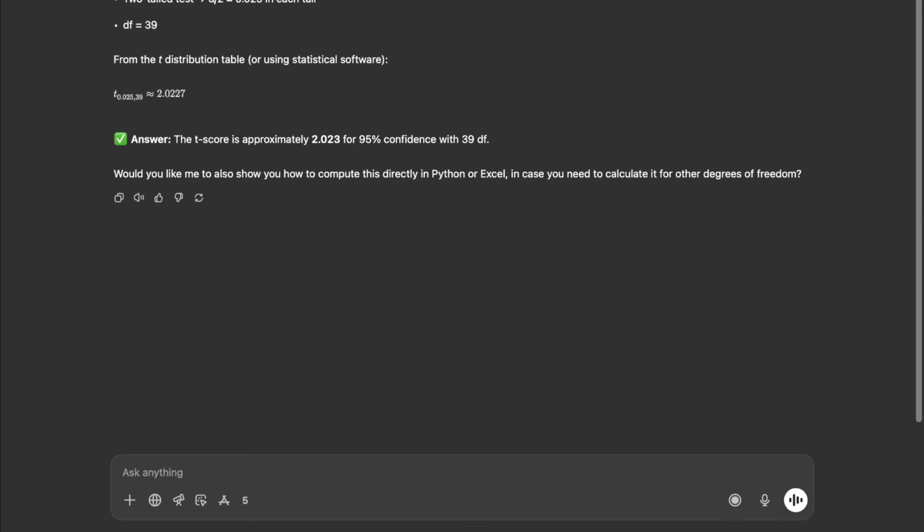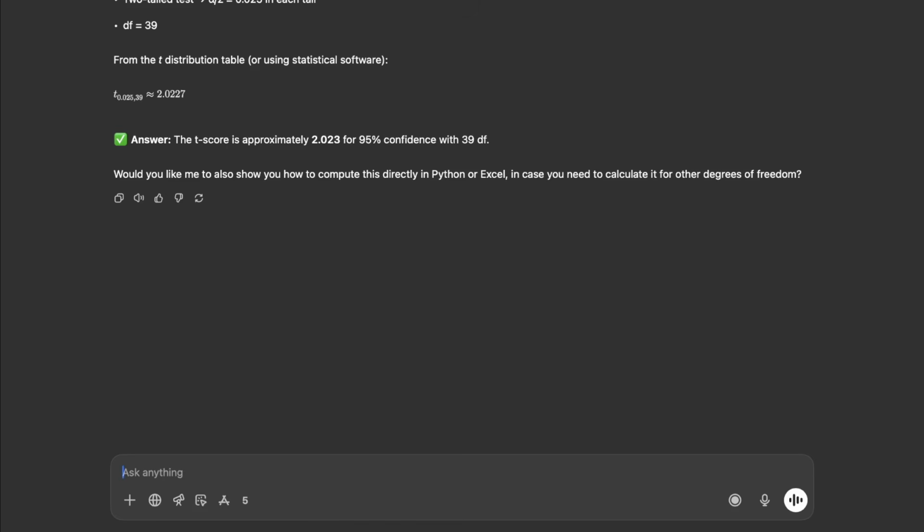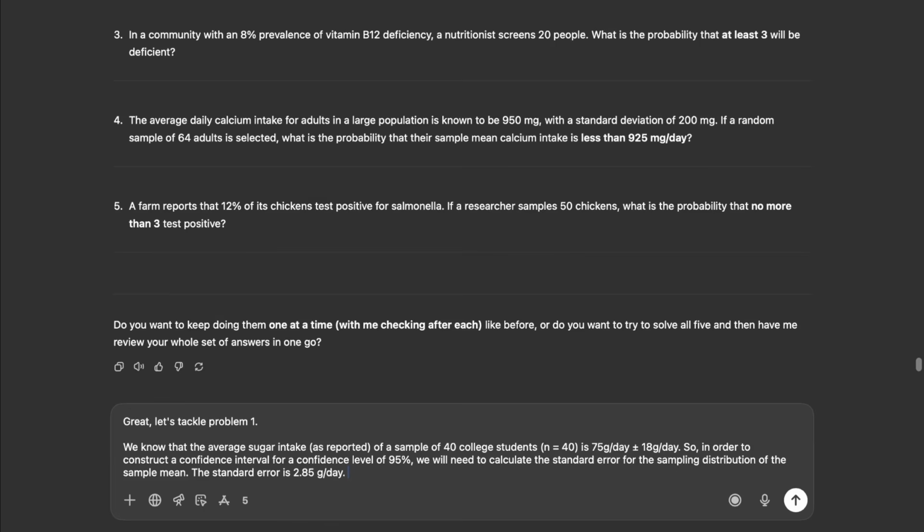So what we're going to do is go back to our standard error, and take 2.85 and multiply it by that value. So actually I need to go back to look at the 2.0227. All right, so our margin of error is 5.76.